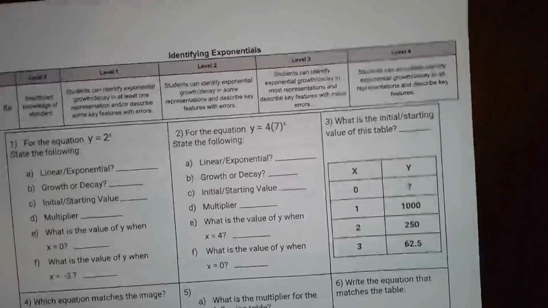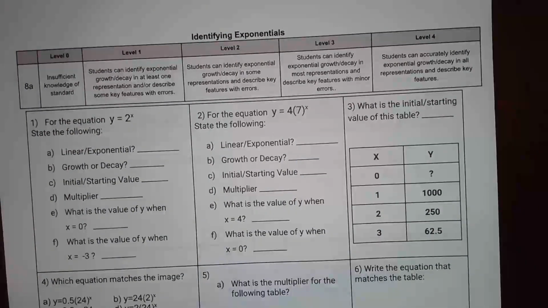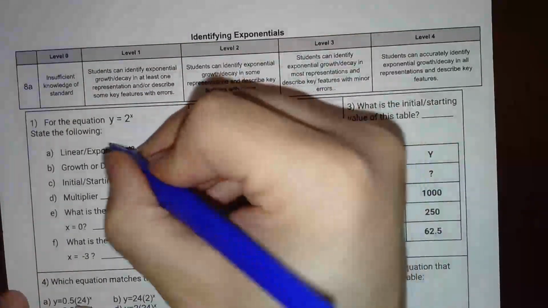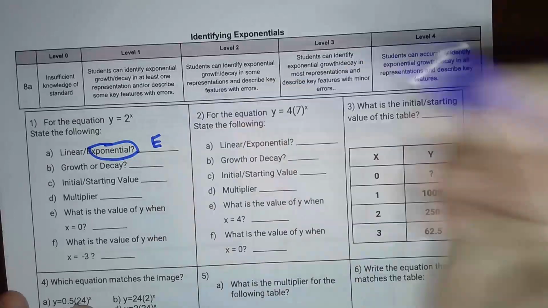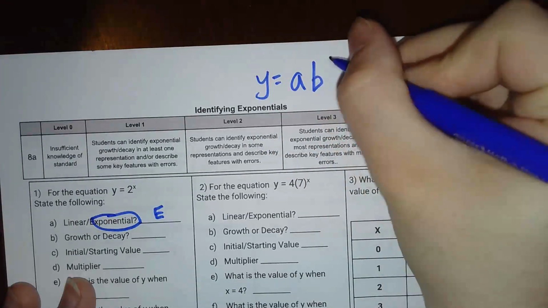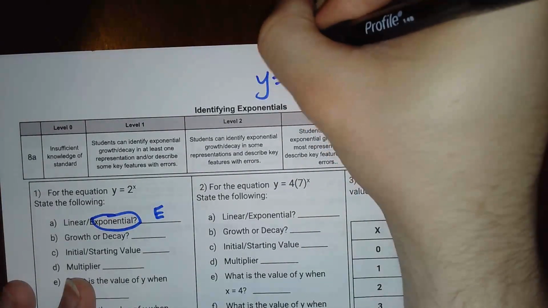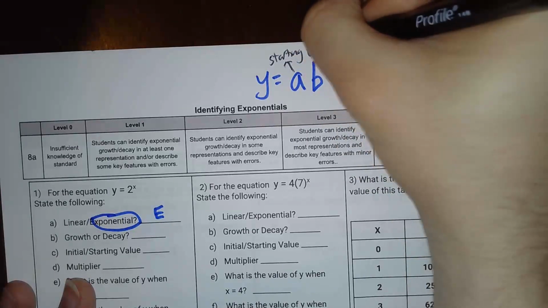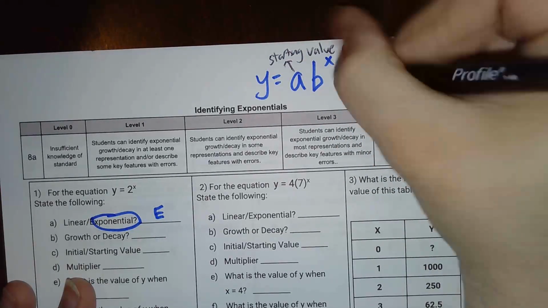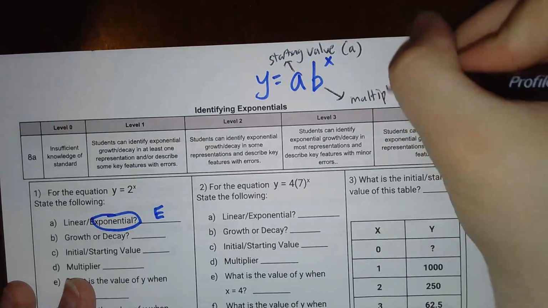Okay, standard 8A, identifying exponentials. For the first one, for the equation y equals 2 to the power of x, state the following. Is it linear or exponential? Exponential. Exponential is in the form y equals ab to the power of x. A is the starting value, while b is the multiplier.